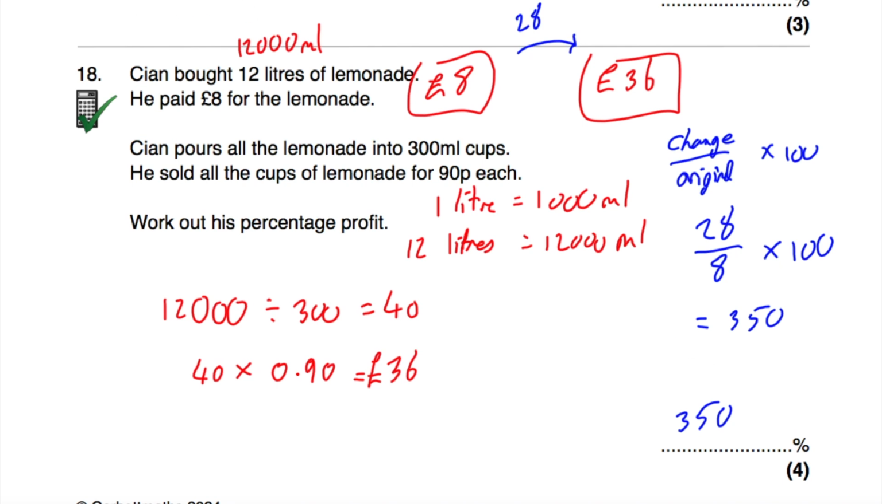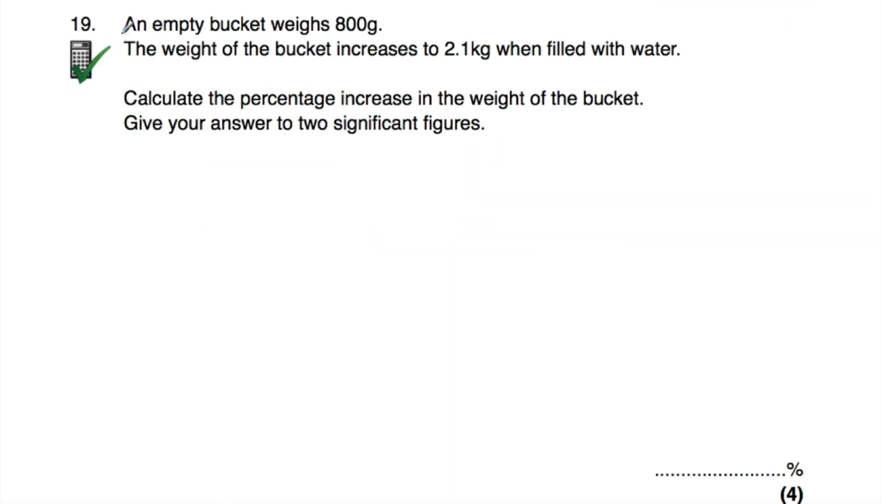Okay, so let's have a look at our next question, question number 19. So question number 19 says an empty bucket weighs 800 grams and the weight of the bucket increases to 2.1 kilograms when filled with water. Calculate the percentage increase in weight of the bucket and give our answer to two significant figures. So we're trying to find the percentage increase. So percentage increase, we calculate that using change divided by original, times 100.